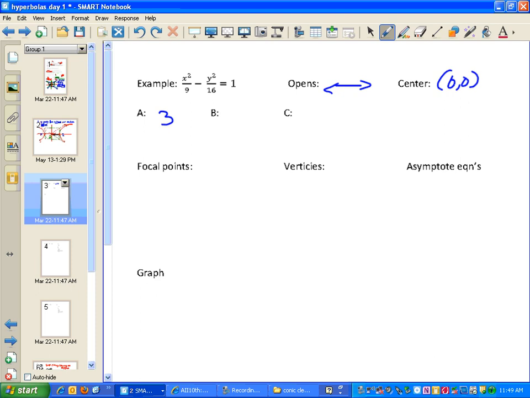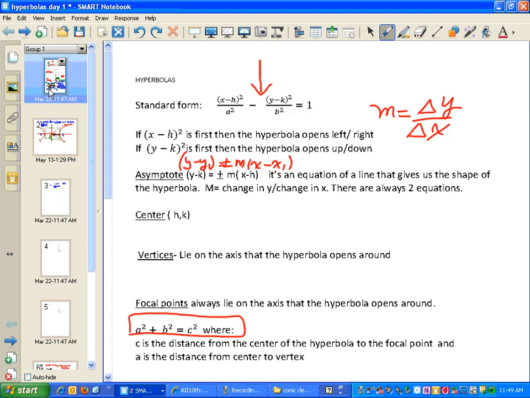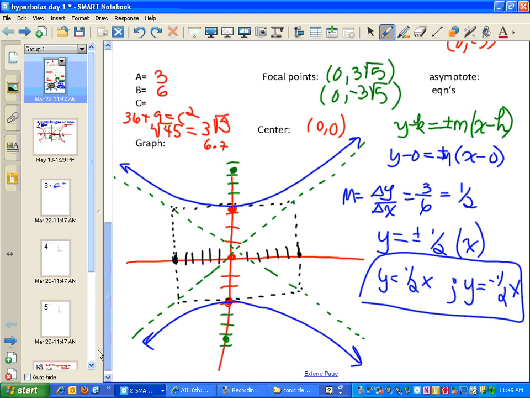What's my b? 4. And so c squared is going to equal 16 plus 9, which is? Oh, it's plus, right? And so c is? 5. Is that what we did on the other one? Did we do plus? Yeah.